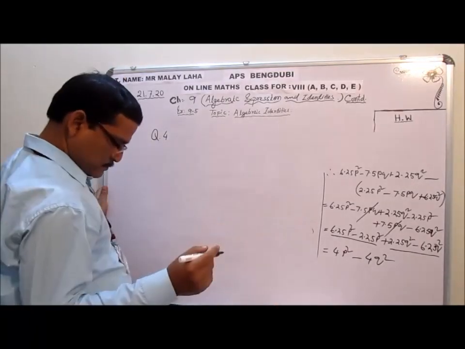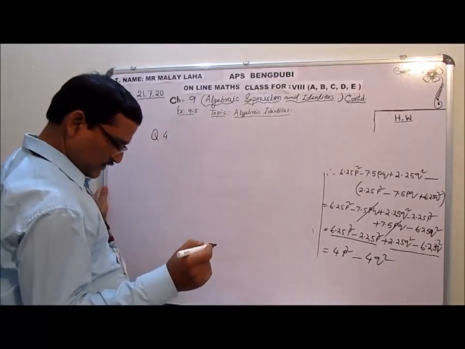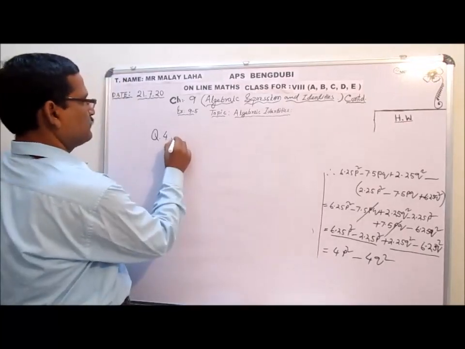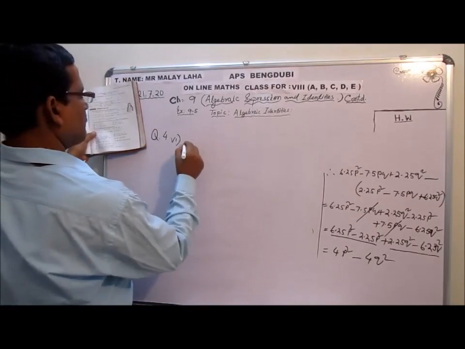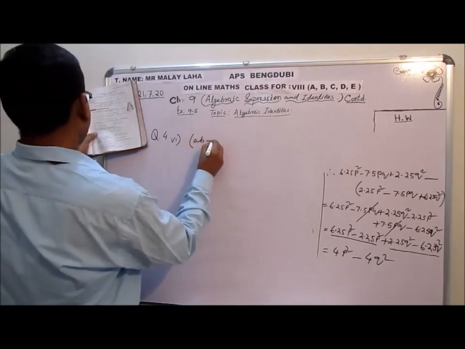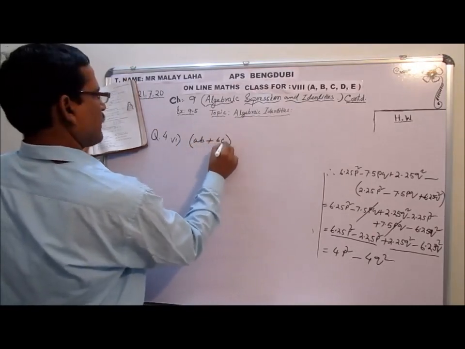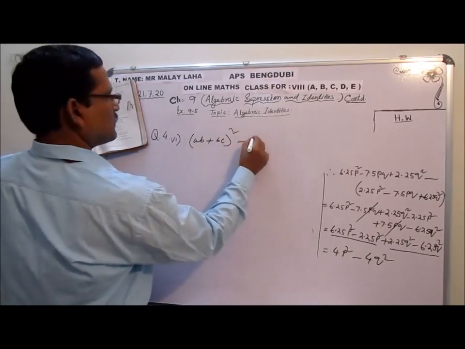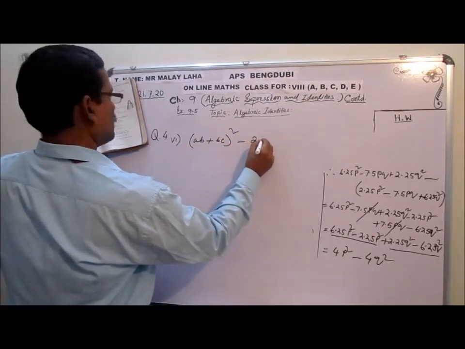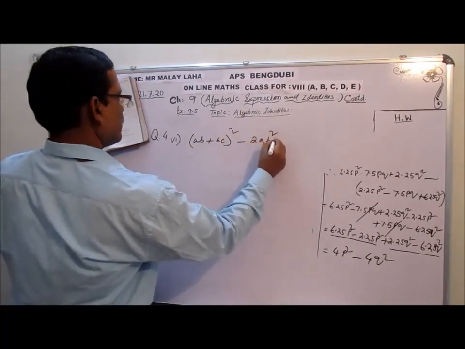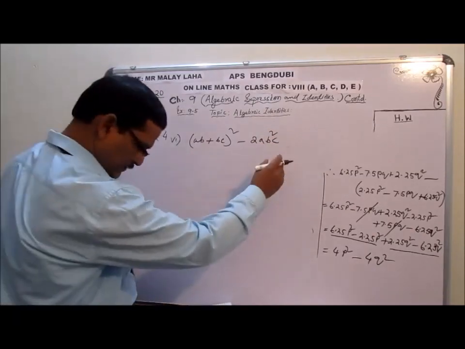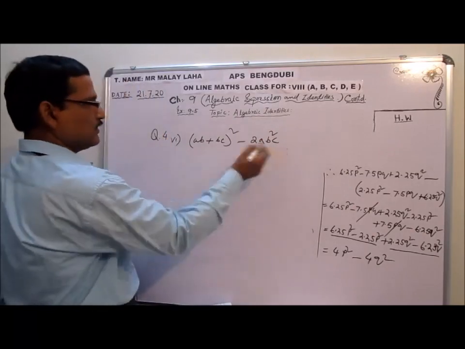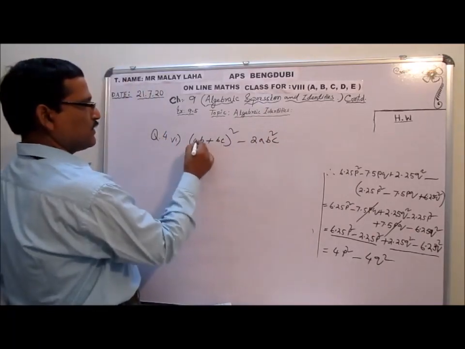Question number 6. What is this? It is (AB plus BC) whole square minus 2AB square C. So forget about the third part, you just follow this one.